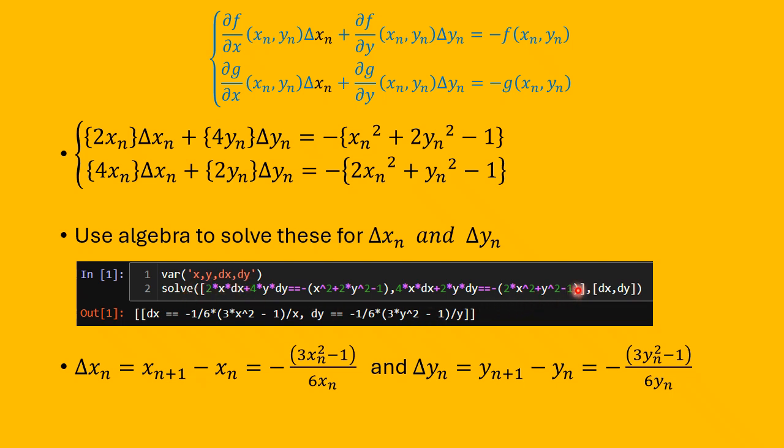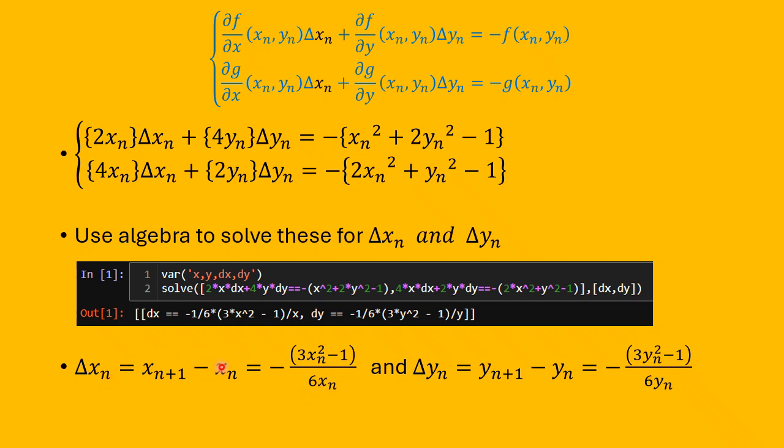And then in square brackets, we're going to put a list. The first equation, and then the second equation, which is right here. And we're going to solve them for dx and dy. I'm using the variables dx and dy to represent delta x sub n and delta y sub n. So after we execute this cell, it tells us that dx is this stuff and dy is this stuff. So then we know that delta x sub n is going to be, according to this up here, minus this fraction, 3x sub n squared minus 1 over 6x sub n.